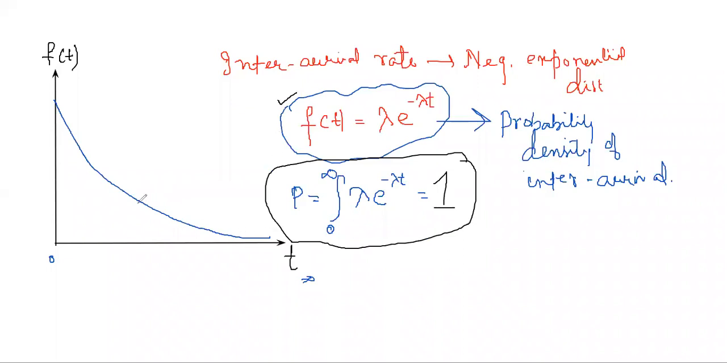Suppose someone asks, what is the probability of an arrival in, suppose, time t? Suppose this is 9 p.m. and this is 10 p.m. He says, what is the probability that a customer will arrive? What is the probability of the inter-arrival time being t? It is the capital T. What is the capital T?